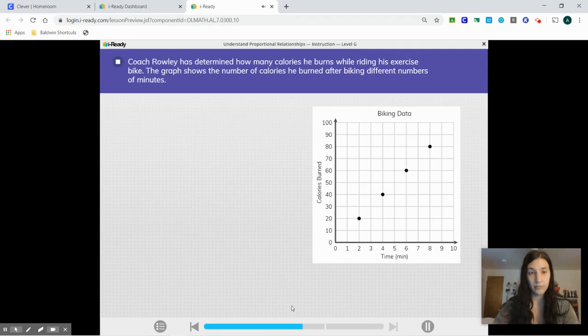Coach Rowley has determined how many calories he burns while riding his exercise bike. Again, the graph shows the number of calories he burned after biking different numbers of minutes. The straight line through the origin is a proportional relationship.